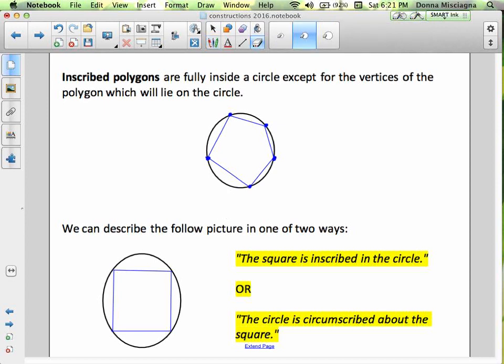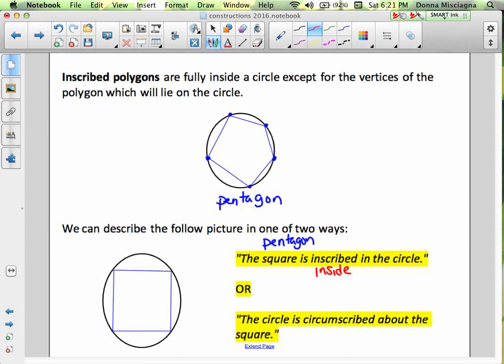We have five vertices. This one is a pentagon, right? So I could say the square or the pentagon, depending on which figure I want to look at, is inscribed inside the circle, right? Inscribed means that it's inside. Or the circle is circumscribed about the square, or the pentagon, depending on which one we wanted to look at.